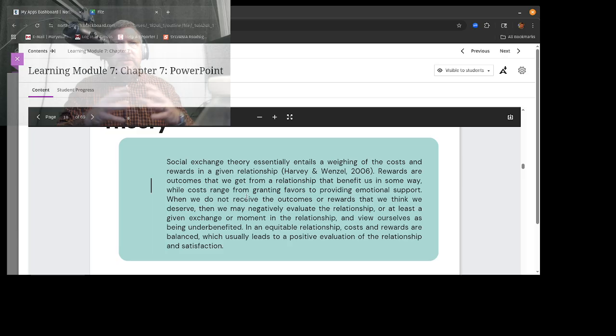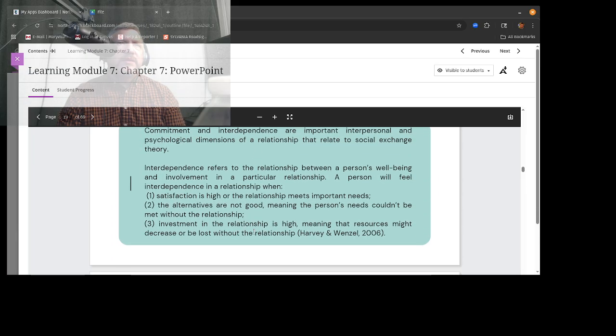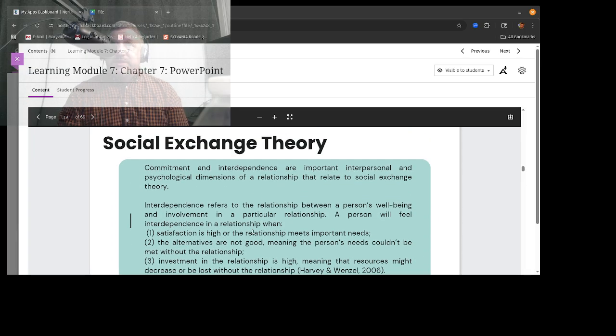and view ourselves as being underbenefited. Remember, in an equitable relationship, costs and rewards are balanced. This usually leads to a positive evaluation of the relationship and its satisfaction, and therefore we want to stay in it. That's social exchange theory. Commitments and interdependence are also an important part of interpersonal and psychological dimensions of a relationship, and they also relate to the social exchange theory.